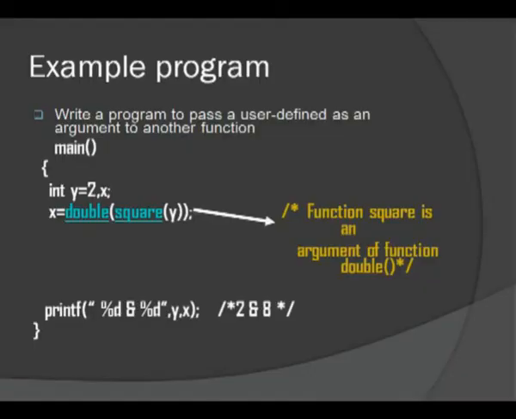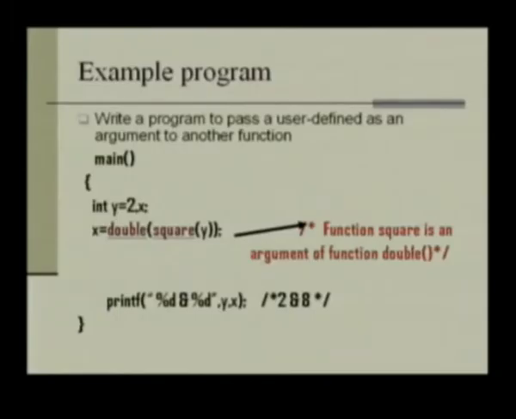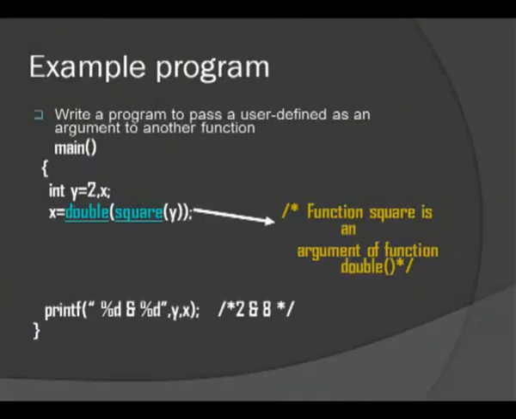So, this is a program to pass a user defined function as an argument. Functions are of two types, library is built in and user defined is what the user defines according to his convenience. So, we will see how this program is executed, how the compiler executes such a program.